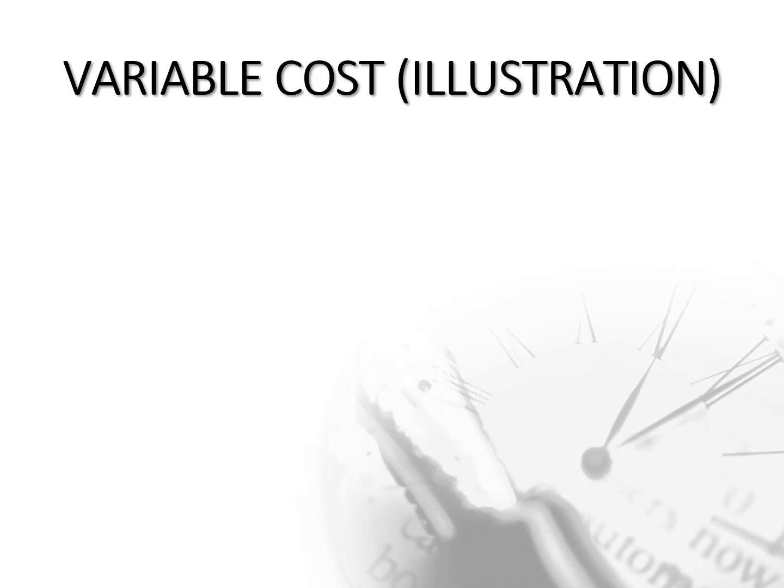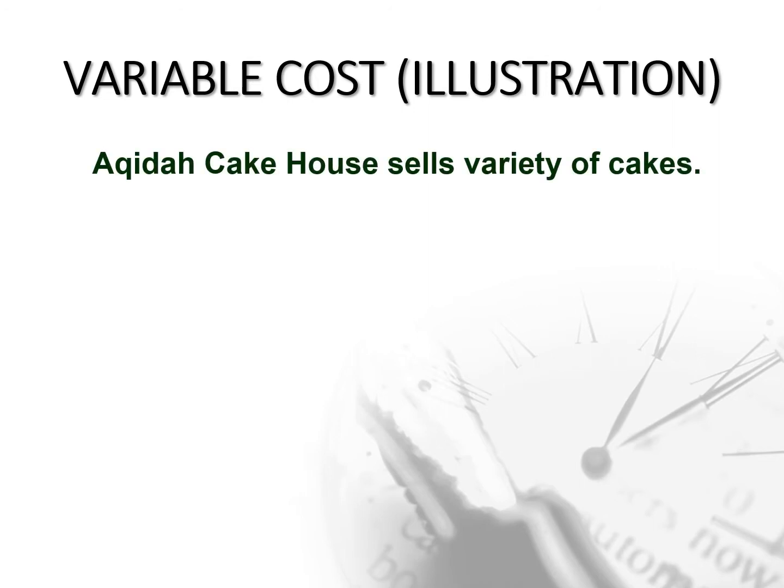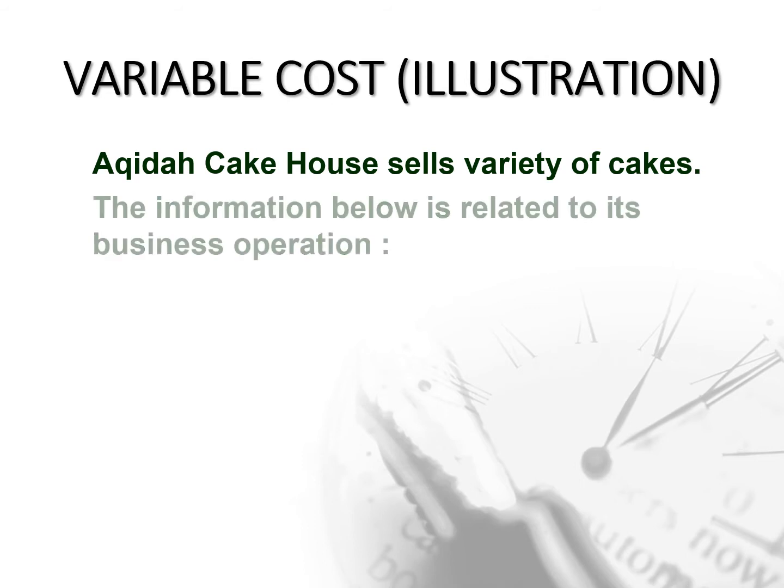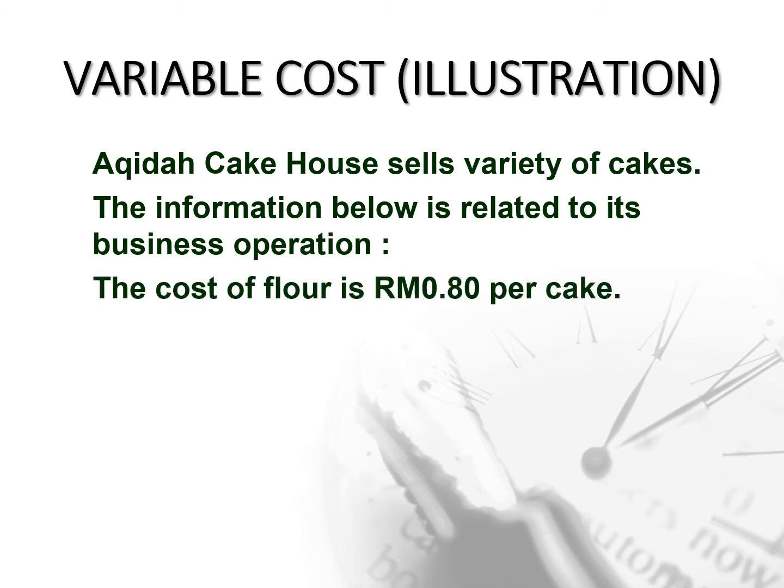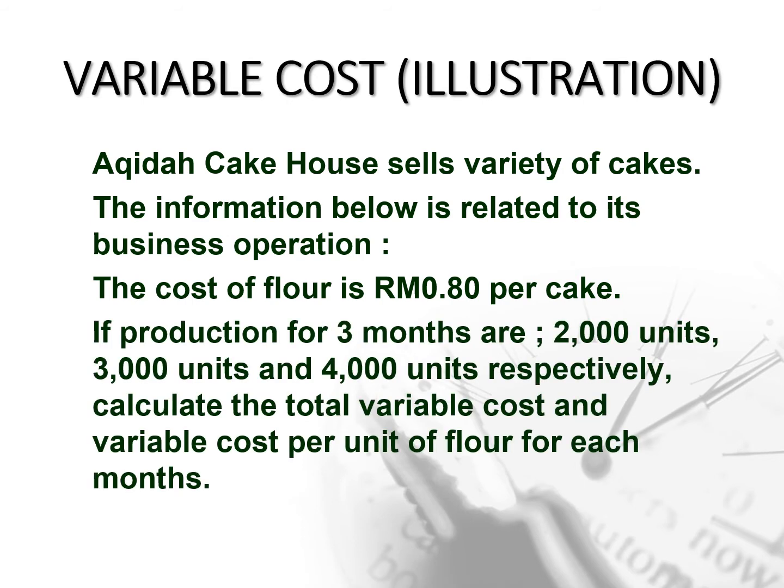Now, let us see the illustration of variable cost. Akidah Cake House sells a variety of cakes. The information below is related to its business operation. The cost of flour is 80 cents per cake. If production for 3 months are 2,000 units, 3,000 units, and 4,000 units respectively, calculate the total variable cost and variable cost per unit of flour for each month.